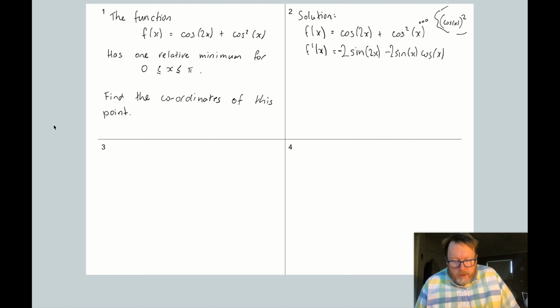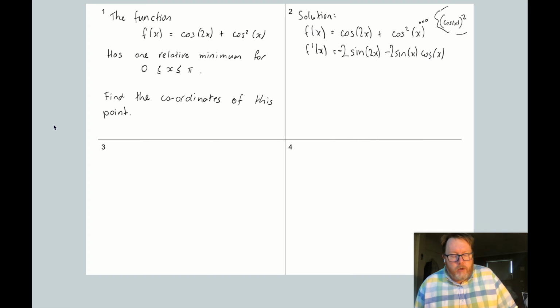Now, we can't simplify this in any meaningful way in this current form, because we've got a sine of 2x here, and we've got a sine x and a cos x here. So these are effectively different values, so there's no like terms there. And we really can't do anything more other than maybe taking out a common factor of a -2. But that's not going to be our best way forward.